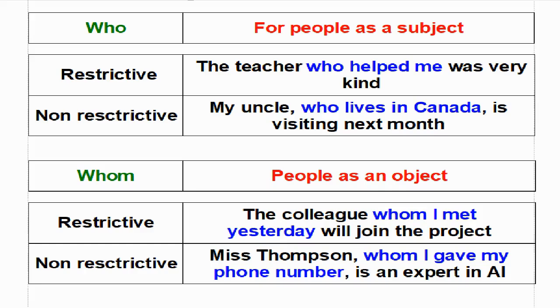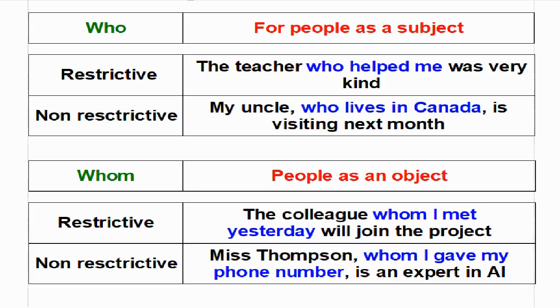Let's see some examples. Who. Relative clauses using who refer to people and act as the subject of the clause. It gives essential information to identify the person. Restrictive relative clause with who: the teacher who helped me was very kind. Non-restrictive relative clause with who: my uncle, who lives in Canada, is visiting next month.